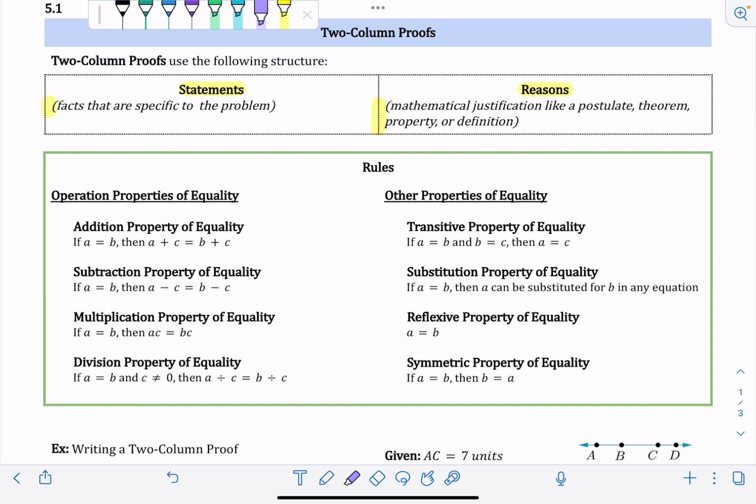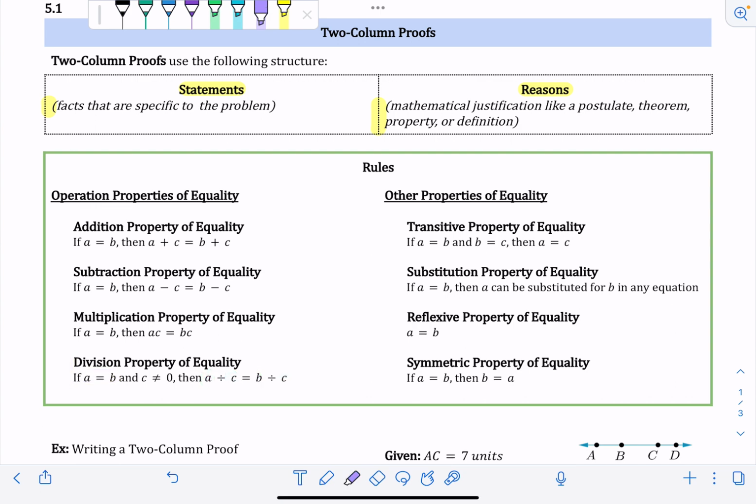The multiplication property of equality, if A is equal to B, then A times C is equal to B times C. Same thing, A and B are the same, and I'm multiplying by the same number on each side, keeping the equation balanced. The division property of equality, so if A is equal to B and C cannot be 0, then A divided by C is equal to B divided by C. So A and B are the same value, they're equivalent. I'm dividing by the same number on each side, so it keeps the equation balanced. The only reason this one says C cannot be equal to 0 is because we're dividing by C and we can't divide by 0. It gives us an undefined number.